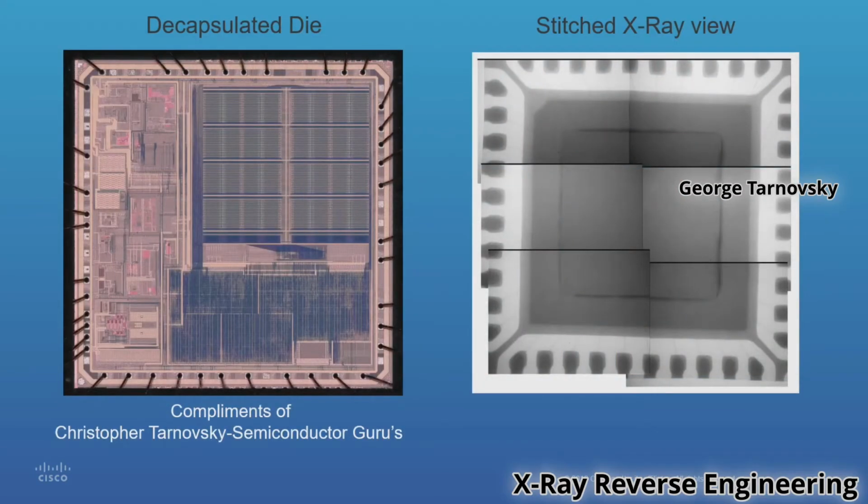We have here a decapsulated device, compliments of Chris Tarnovsky. Anybody ever hear of him? I didn't think so. Okay, and then this is the same device, but using an X-ray. And the X-ray had to be stitched together. Excuse the poor stitching job, but you get the idea. With X-rays, you see right through the silicon. You don't see any of the features that you see using a microscope. So two different purposes, but both work, and they complement each other.